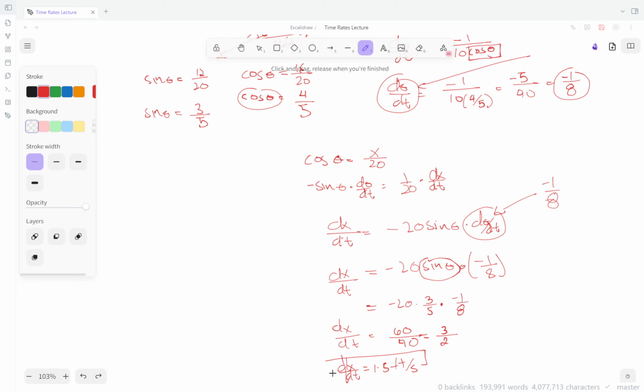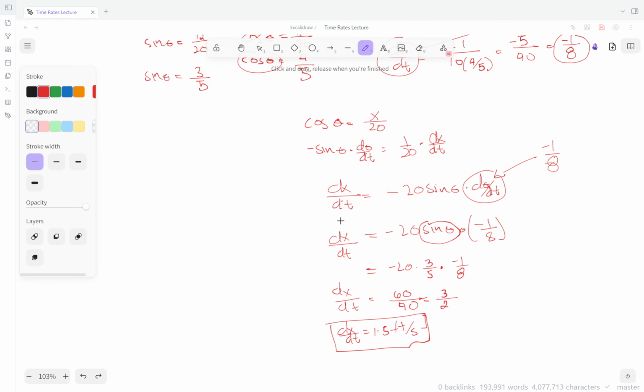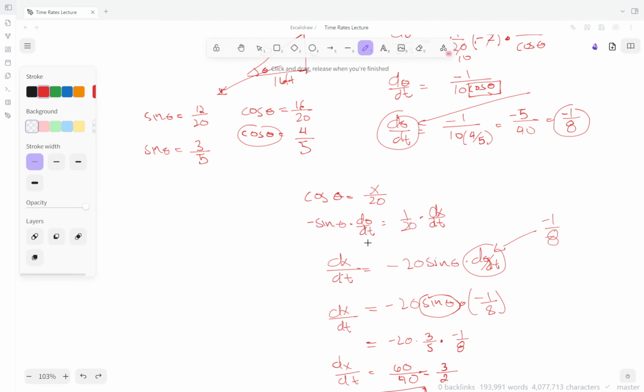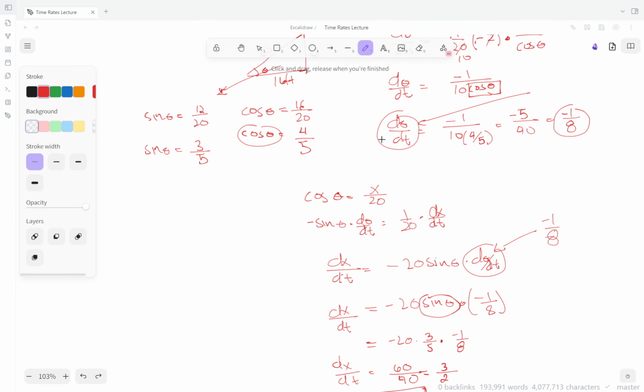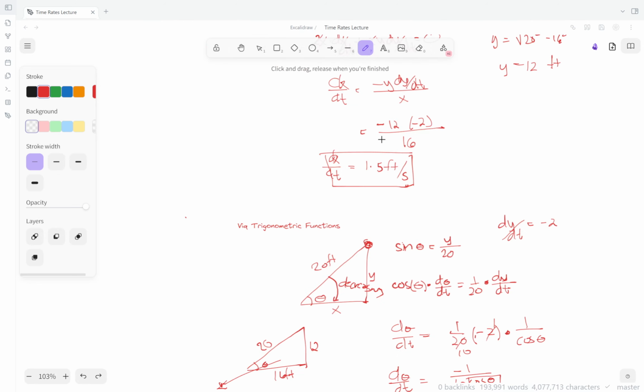It seems like my apologies earlier were wasted because we also need to find out what d theta dt is in the first place. So it's not really that straightforward when doing this one. I hope you can evaluate this for yourself. But this solution using trigonometric functions is a lot longer than the previous one.